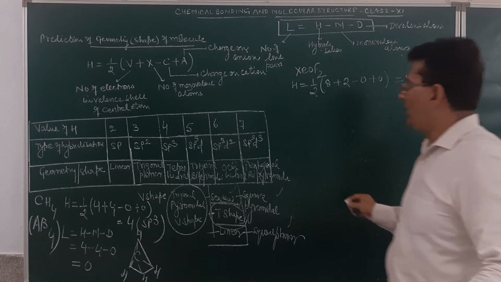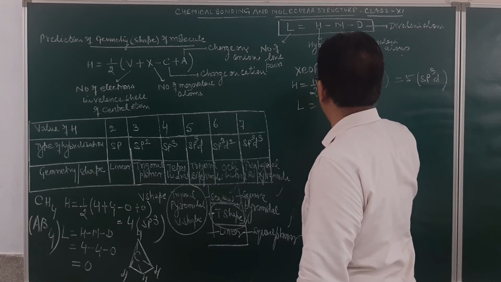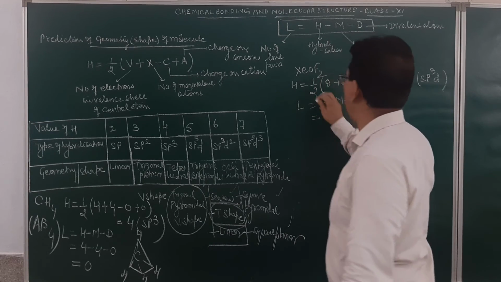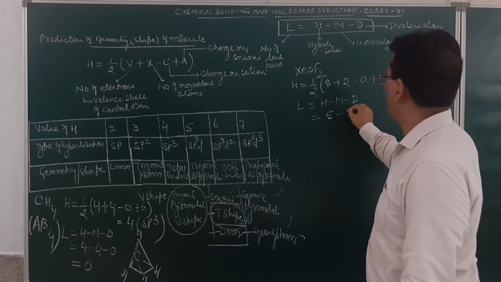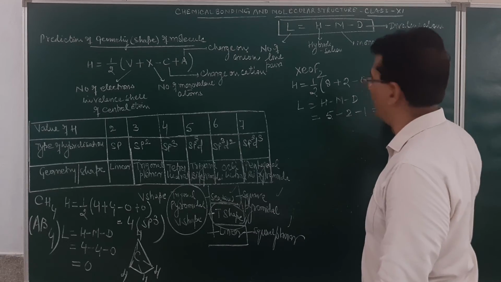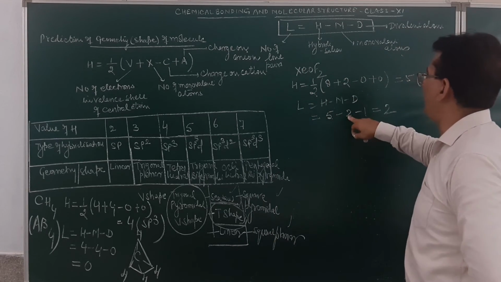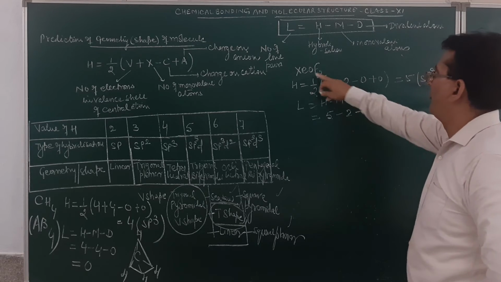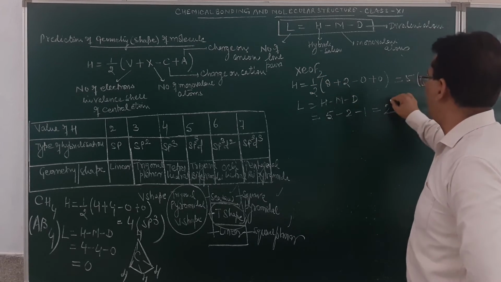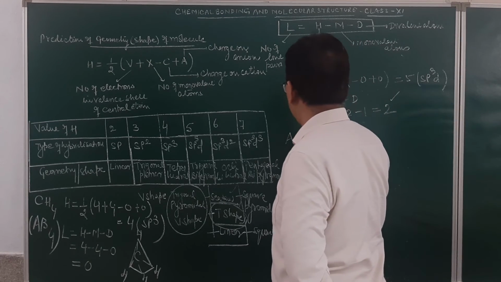Am I clear? How do you find out the lone pair? It will be equal to H minus M minus P. What is the value of hybridization? It is 5. How many monovalent atoms? 2. How many divalent atoms? 1. So how many lone pairs are present? 2. Fluorine valency is 1, so how many monovalent atoms? 2. Oxygen valency is 2, so how many divalent atoms? 1. So what is the value coming? 2. So the molecule will be of the kind AB3L2.